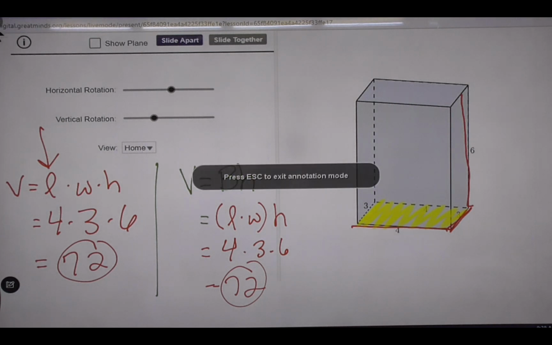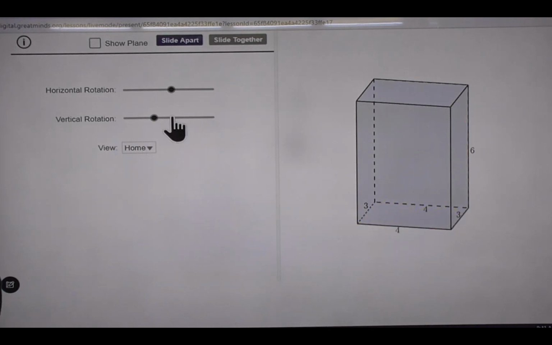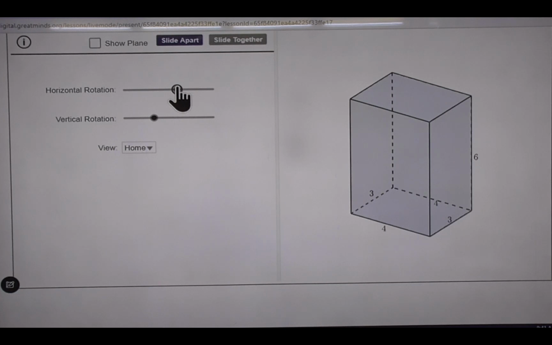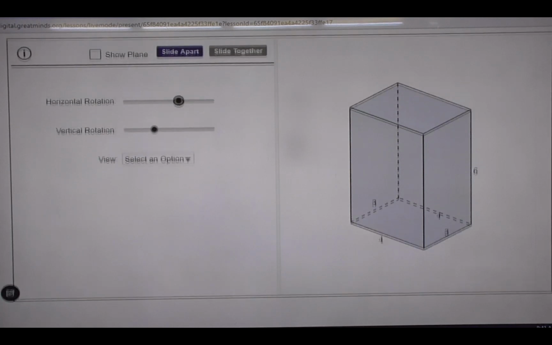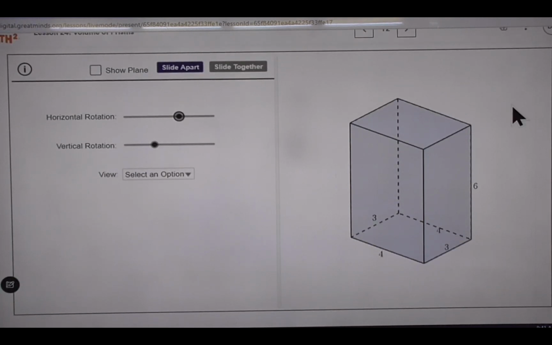Oh, your filter is not working. Stop putting that along. What?